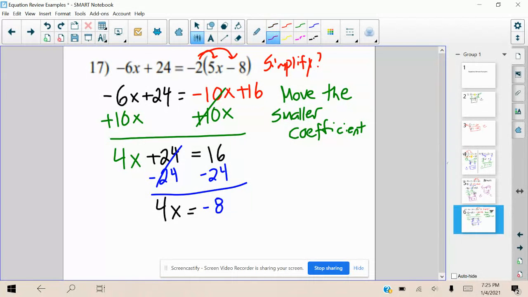The last step is to isolate that x. We want to get our x all by themselves. We have to divide both sides by 4. And we get that x is equal to negative 2.